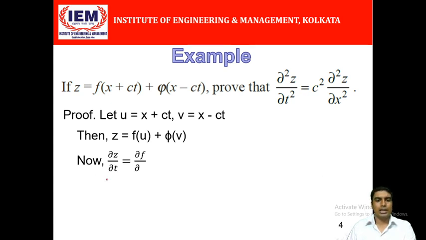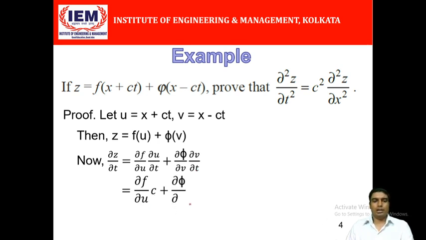By using the chain rule, it will be del f del u into del u del t, similarly del phi del v into del v del t, right? So I know what del u del t is, right? Del u del t, basically it will be c, because x will be 0. This term, with respect to the partial derivative in t, will be gone. Only c will be there, and similarly for del v del t, negative c will be there, because this term will be 0 and t will be 1. So this will be del f del u into c plus del phi del v into negative c. So I can take c common.